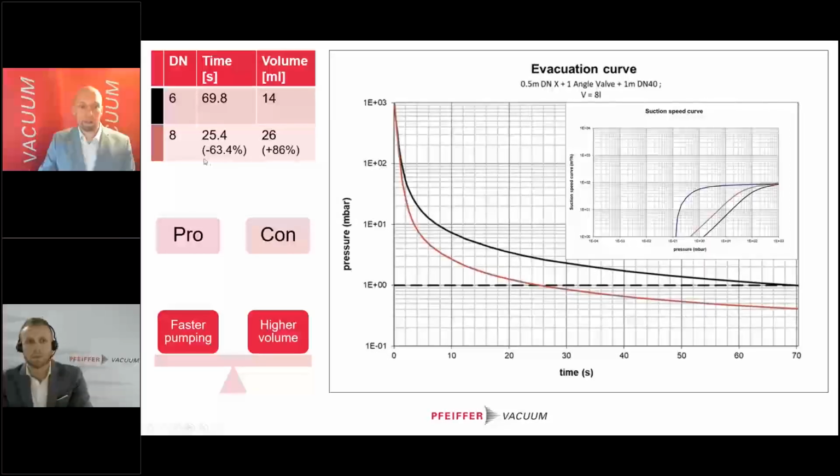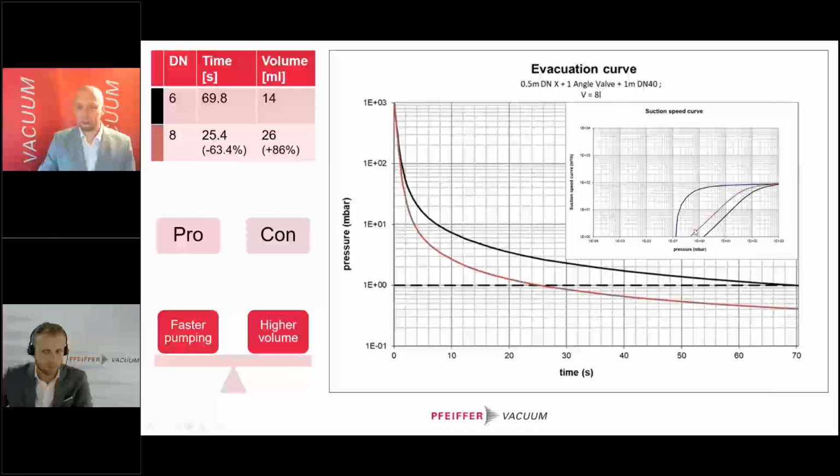But on the other hand, you also have an additional 86% of volume when we only consider this 0.5 meters. For sure, there's more piping in the complete system, like the connector to the venting valves, to the helium filling, and to the pressure release. But this is not considered in the calculation or in the additional volume here, only the direct connection between the pipe, the pump, and the unit under test. So we see here directly we have a faster pumping, but on the other hand, the higher volume.